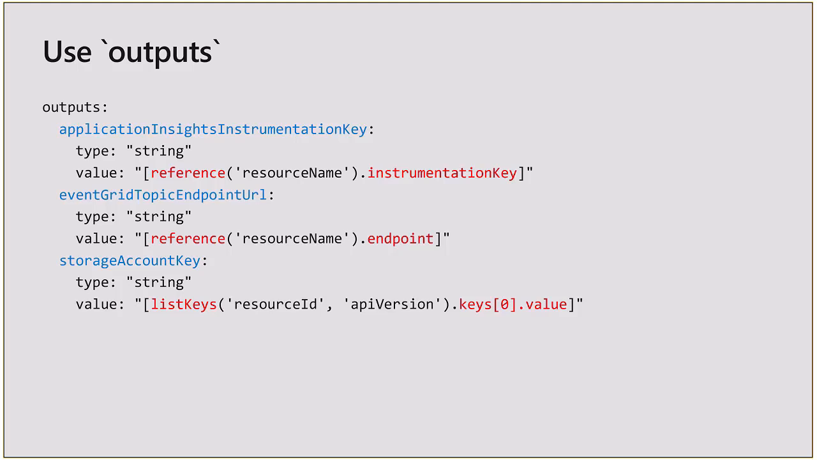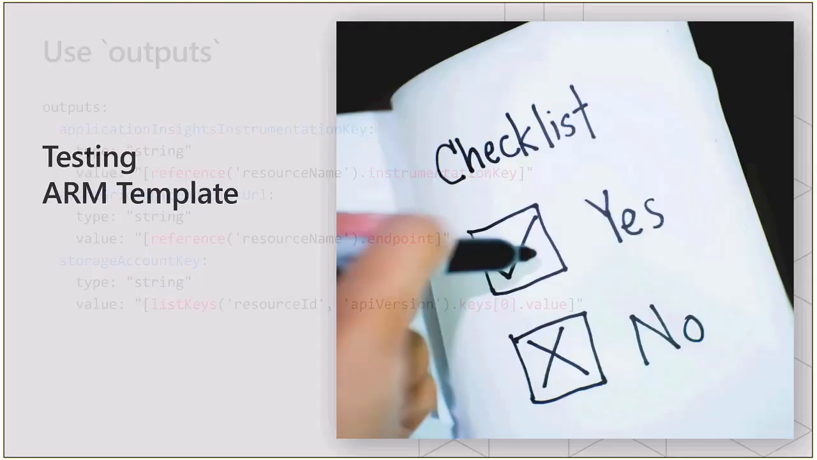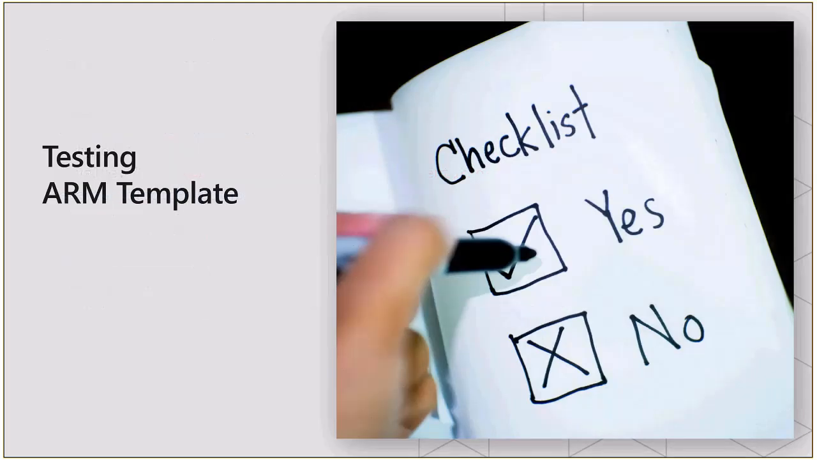Now, let's talk about testing. How can we test an ARM template? In your usual everyday coding, like C# coding, we usually do unit tests or integration tests. But how do we test an ARM template even before deployment? It's kind of very tricky. So there are PowerShell Cmdlets here.